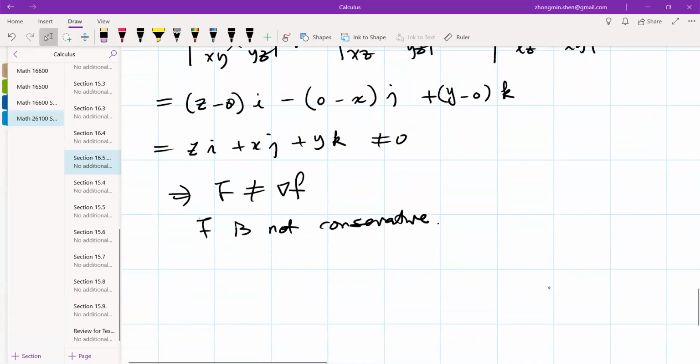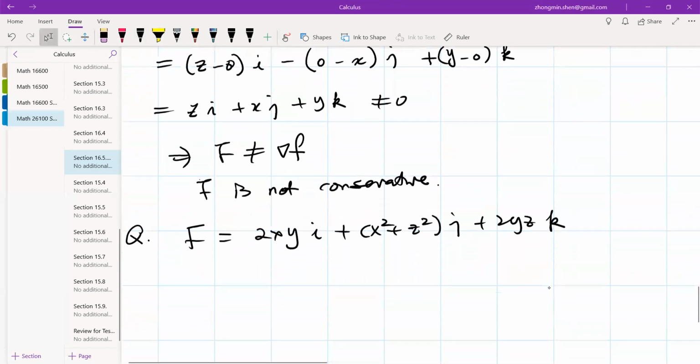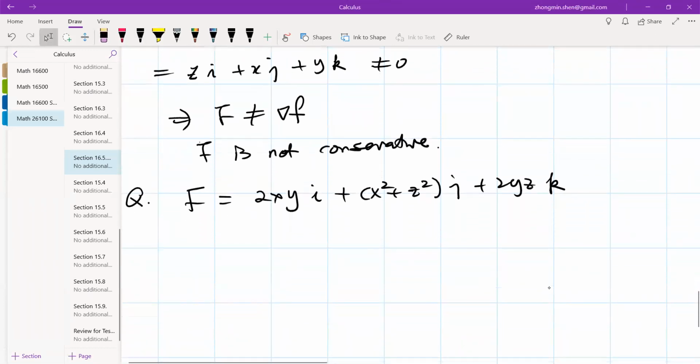Okay, so now let's look at the next example. Consider F the following vector field. I'm going to express it in this form: 2xy i plus x squared z squared j, plus 2yz k. Let's look at this. Now, should I use a matrix again? Well, if you know the formula, then I use the formula. This is P, that's Q, that is R.